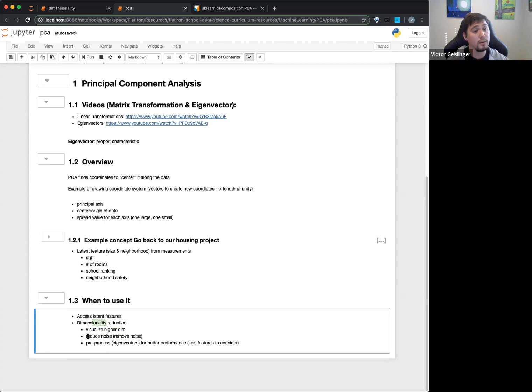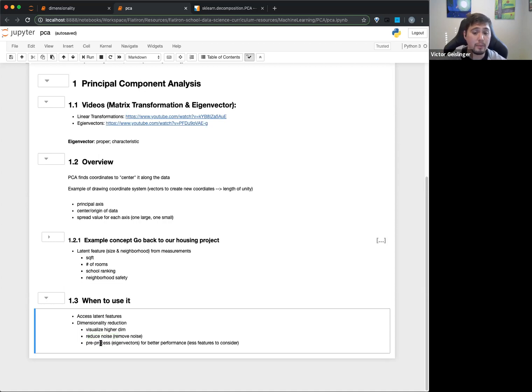Which might actually be a real reason why you want to do this: to reduce noise. You can drop those least important components and get rid of most of that extra noise that didn't really help in learning. It may just be random noise or other things like that, and you can do this to help reduce it.